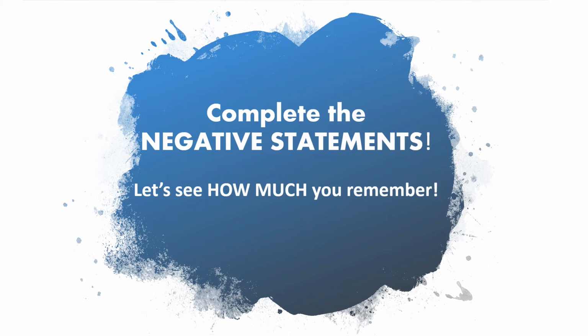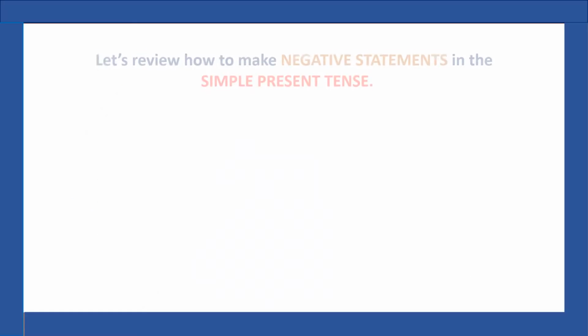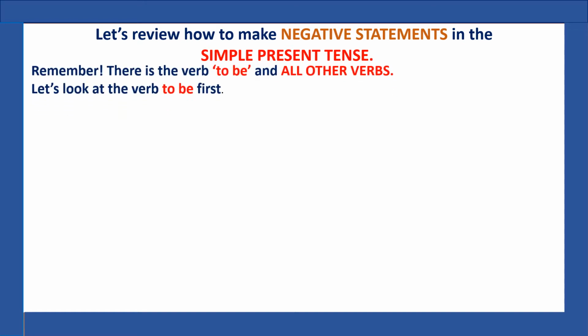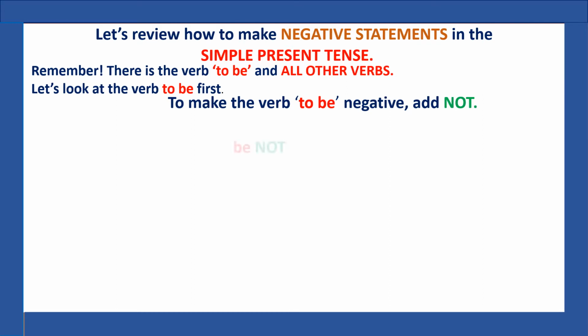Complete the negative statements. Let's see how much you remember. Let's review how to make negative statements in the simple present. Remember, there is a very special verb called to be, and then there's all other verbs. Let's look at the verb to be first. To make the verb to be negative, you need to add not. So you've got the verb to be plus not.